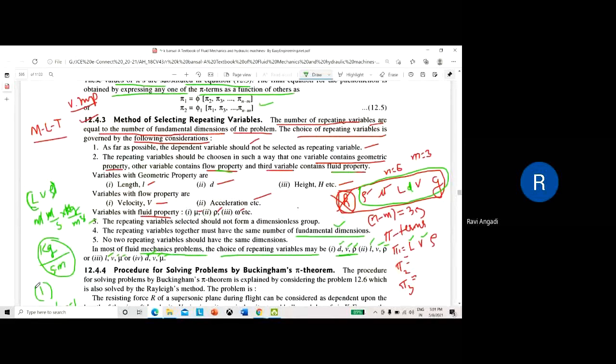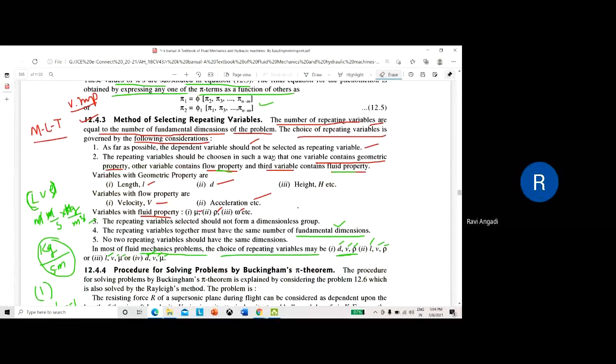Then I'll come to the procedure to solve the problems by the Buckingham Pi method. All of you write down: method of selecting the repeating variables. Five points you write. After completing, you just tell me. You can take a snapshot also, and then enter it in your notebook.